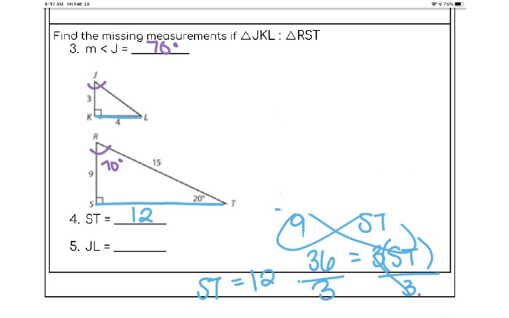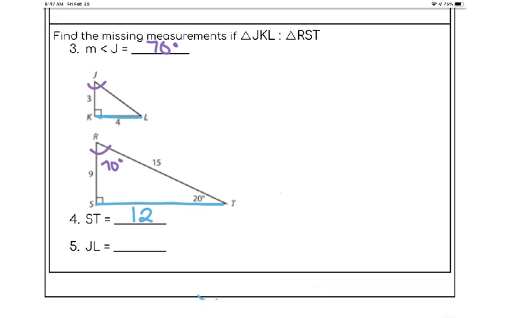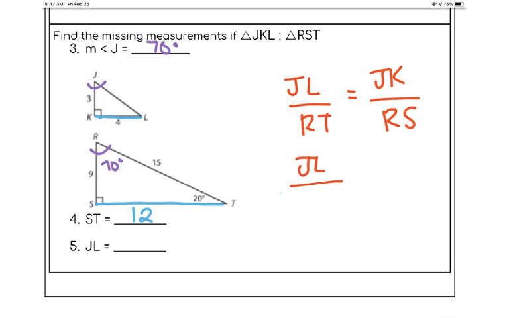So now let's do the same thing for finding the missing value of the other one. Okay, so now we're looking for JL. Well, we know JL is proportional to RT. And we can use one of the other ones that we have. So we had JK and RS. Well, JL, we don't know what JL is, so we'll just leave that. RT, we know is 15. JK was 3 and RS was 9.